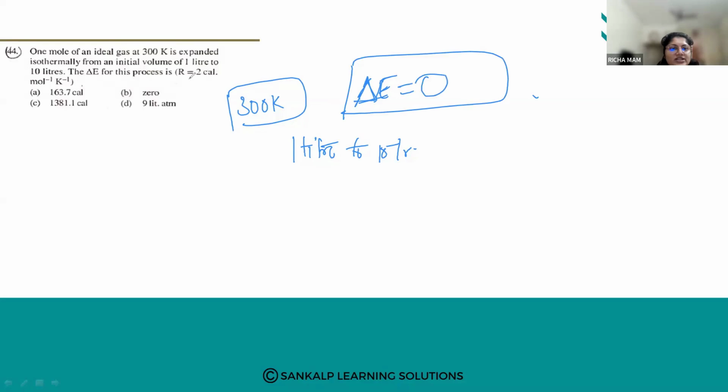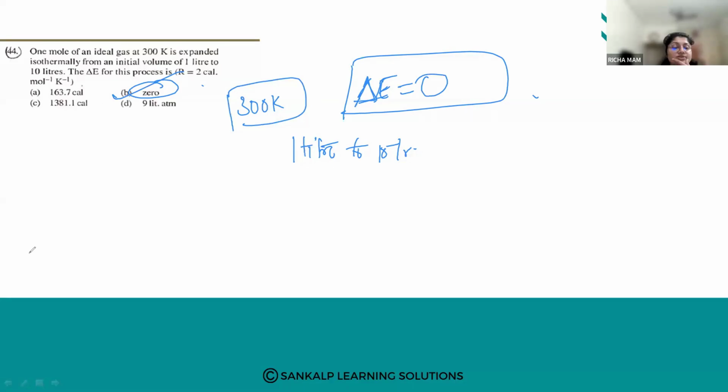For this, you need to know what the isothermal process is first. What is the isothermal process, students? You are keeping the temperature constant, right? So 1 mole of ideal gas at 300 Kelvin is expanded isothermally from initial volume of 1 liter to 10 liters. They have asked what is the change in delta E. Because the temperature is constant, your delta E will be 0. Change in energy for this process will be 0. So option number B. For an isothermal process, delta E will always be 0. So option number B is the answer.